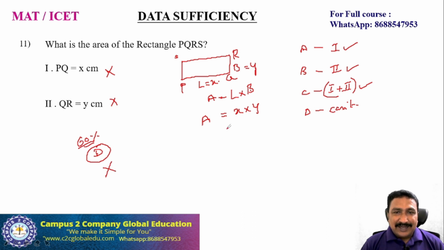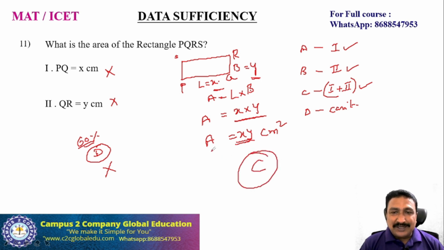Why? Because they are asking for the area of rectangle PQRS. That means according to their measurements we have to give the answer. According to their measurements, length is equal to X centimeters and breadth is equal to Y centimeters. By taking their values, we can say the area of rectangle PQRS is XY centimeters. Here we don't need the X value or the Y value, because they gave length equal to X and breadth equal to Y. So area is equal to XY centimeters square. So we are giving the exact answer.